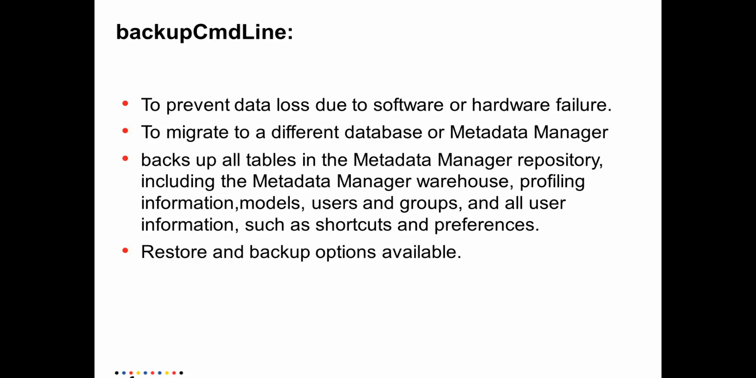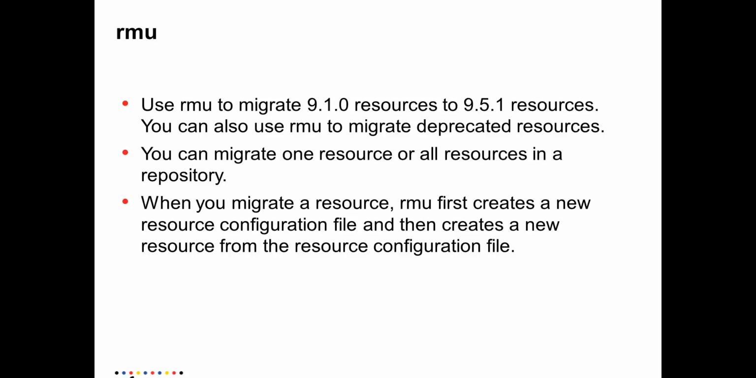The other useful command line utility is RMU, which is basically used to migrate 910 resources to version 951 resources. So for example, if you want to migrate a resource which is currently in 910 into a different repository, using backup and restore will not be helpful because backup and restore can be done only for similar versions. So basically you can use RMU for migrating resources of a smaller version, say 910 to 951 resources. You can also use RMU to migrate deprecated resources.